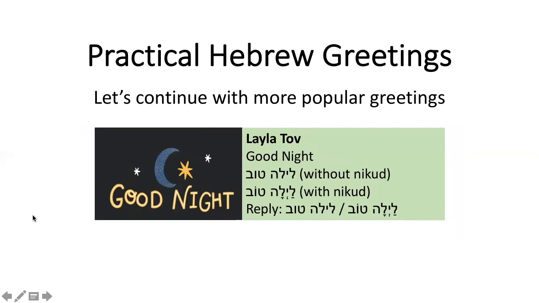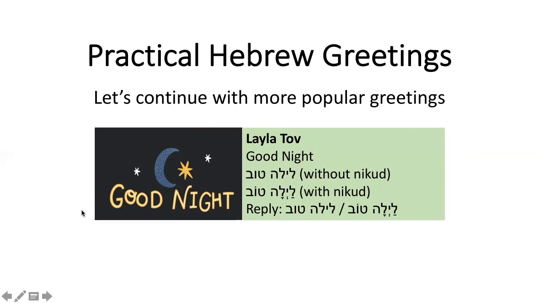So for the night, usually before someone goes to bed, or if someone goes to bed at 8 or 9, you can still tell them Laila Tov, which is good night. And you can tell them that before they go to bed. So that's a blessing or a greeting you tell people just before they go to bed.